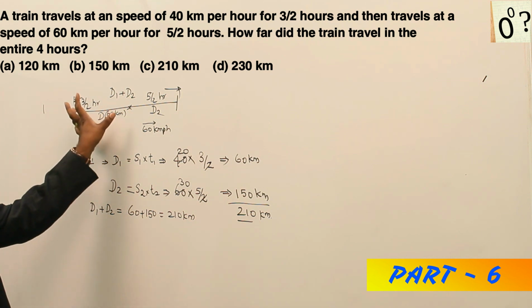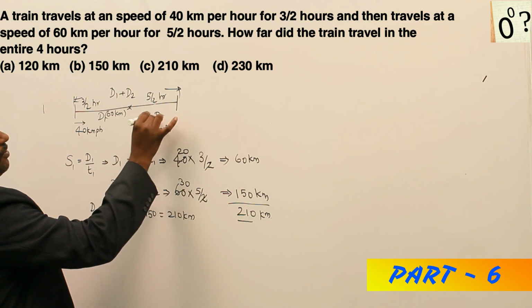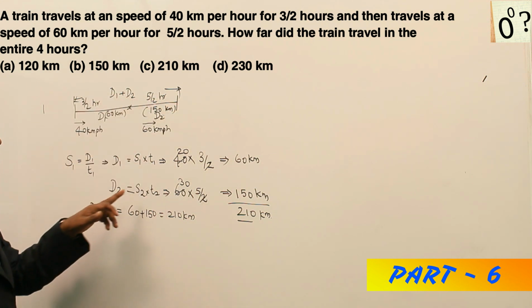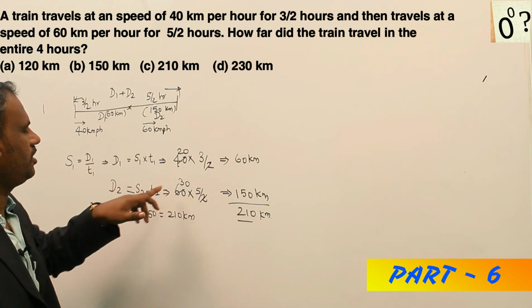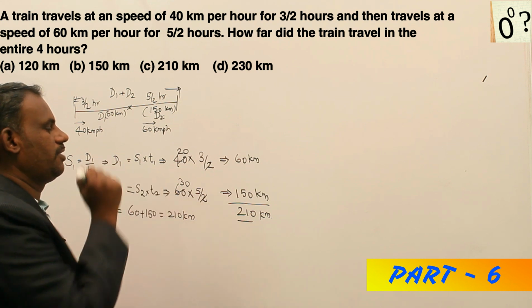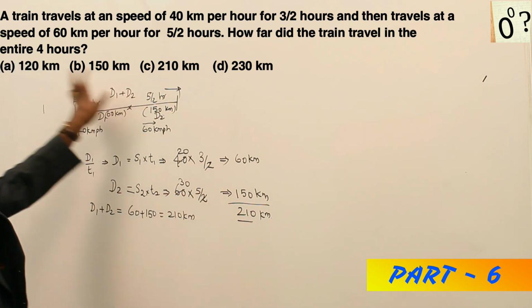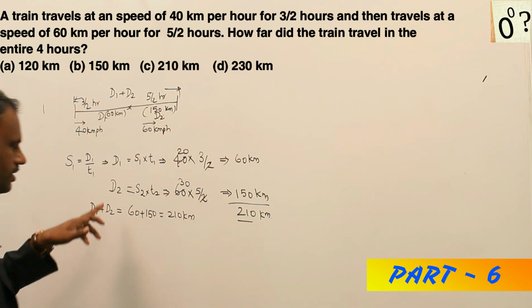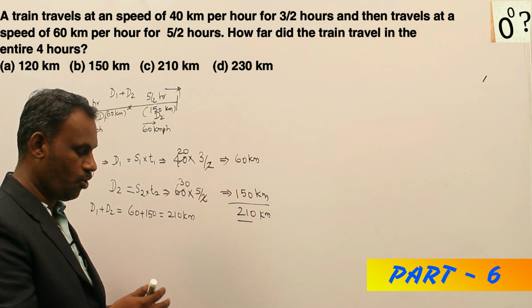The next distance is the remaining distance, D2. D2 is equal to speed into time. The second speed is 60 km/h and the time is 5/2 hours. If we cancel this, we get 150 km. So the total distance equals D1 plus D2, which is 60 plus 150, equal to 210 km.